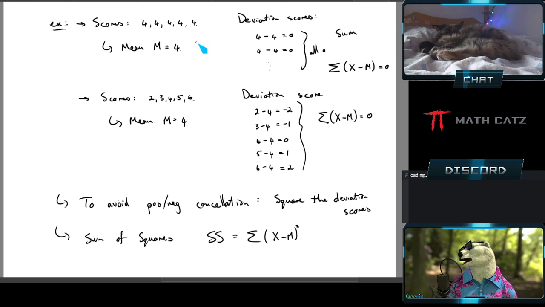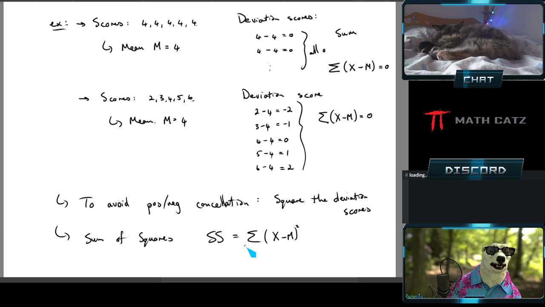The first one, the sum of the squares, will still be 0, as it should be because there is no deviation. There's no spread away from the mean. Second one, the sum of the squares won't be 0 because there is some spread, and each of these scores away from 4 contributes to the sum of the squares.